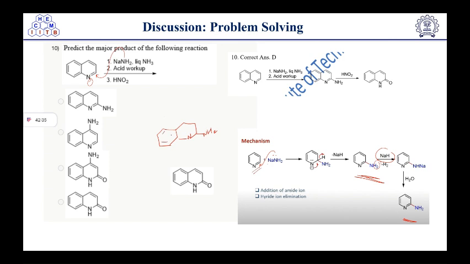Okay. So after getting this alpha amino product, it will further undergo reaction with HNO2. So HNO2 will convert this alpha amino group to the corresponding ketone. So this is the homework for you. Go and solve yourself. If you are not getting the answer, we will discuss in the next class.